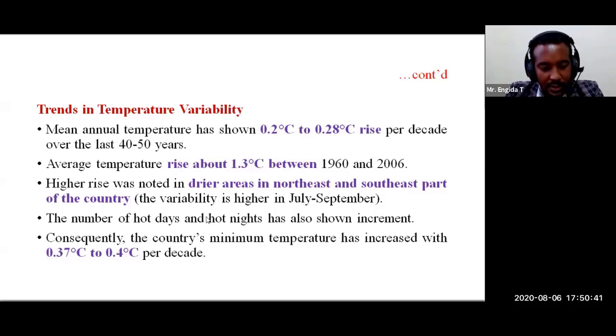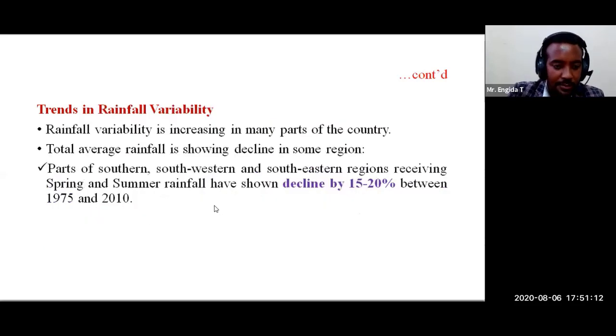You can imagine how these lowland regions, even today, are suffering from lack of water, shortage of water, and extreme temperature. Don't forget our lowland regions, particularly the nomadic zones of the country. Not only temperature is changing, but rainfall too is changing from year to year. Rainfall variability is increasing in many parts of Ethiopia.